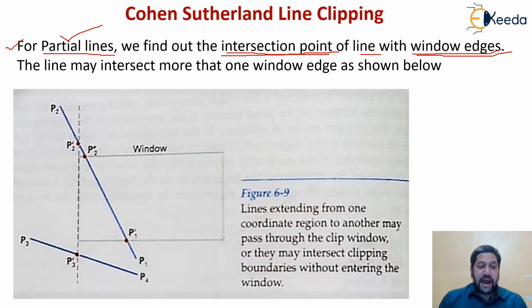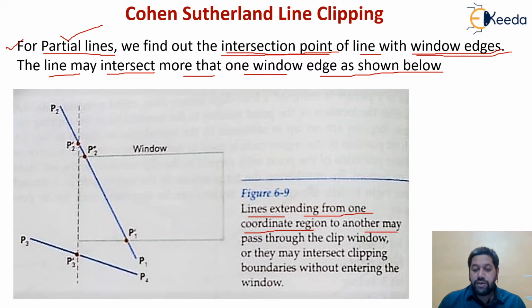Now it may happen that my line intersects more than one window edge, which is shown in the diagram below. Let us understand this diagram. Here, the lines extending from one coordinate region to another may pass through the clipping window. My one point is in this region and another point is in that region, and the line is going to intersect different edges, or the lines may intersect clipping boundaries without entering the window.